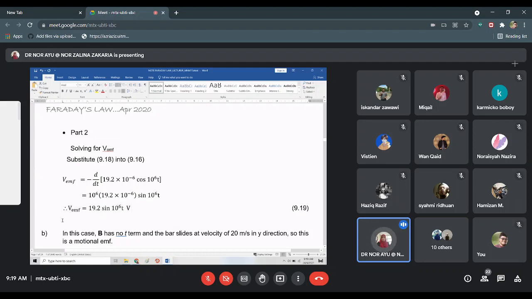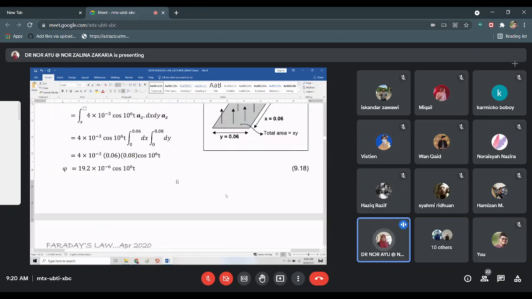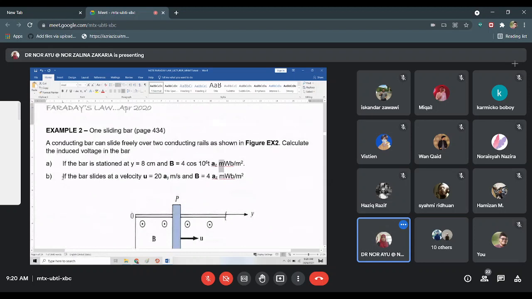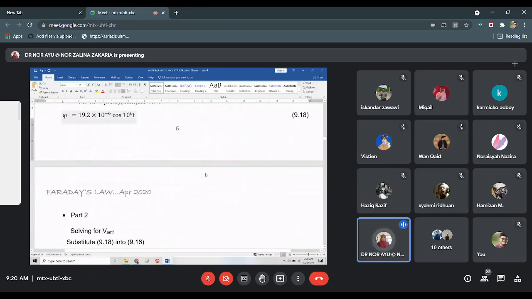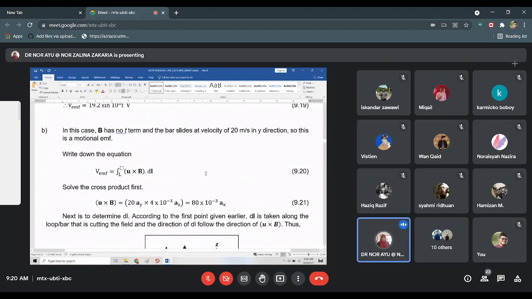Now for part B, the second part of your question: if the bar slides at a velocity u of 20 ay, and B is 4 az. You can see here B is 4 az, so there is no t, meaning B is not changing. So for that, we need to use the equation of motional EMF. In this case, B has no t term and the bar slides at a velocity in the y direction. So this is a motional EMF.